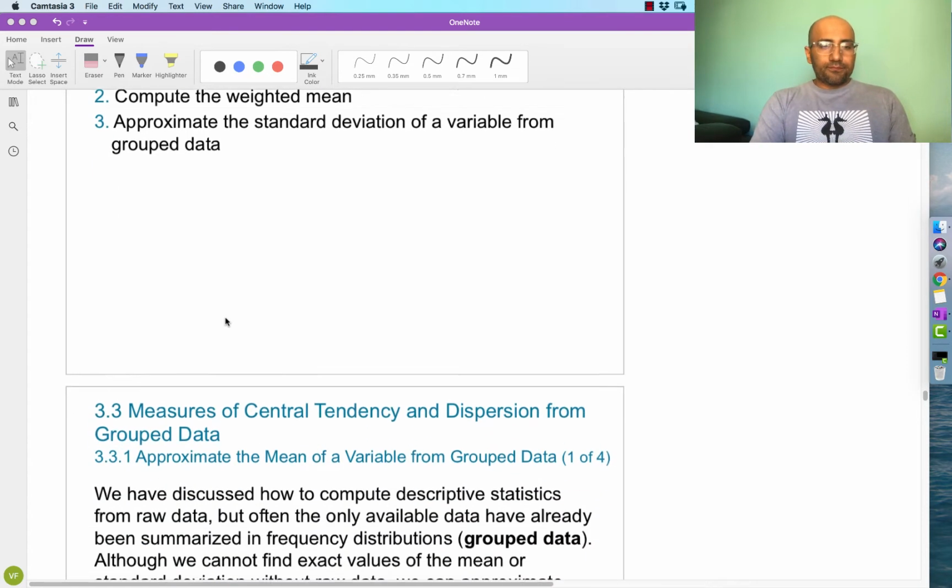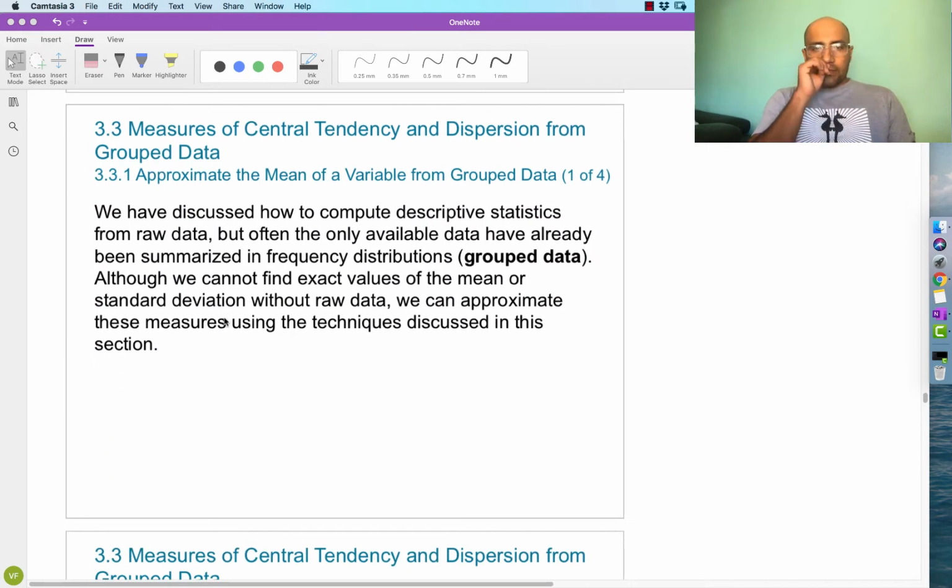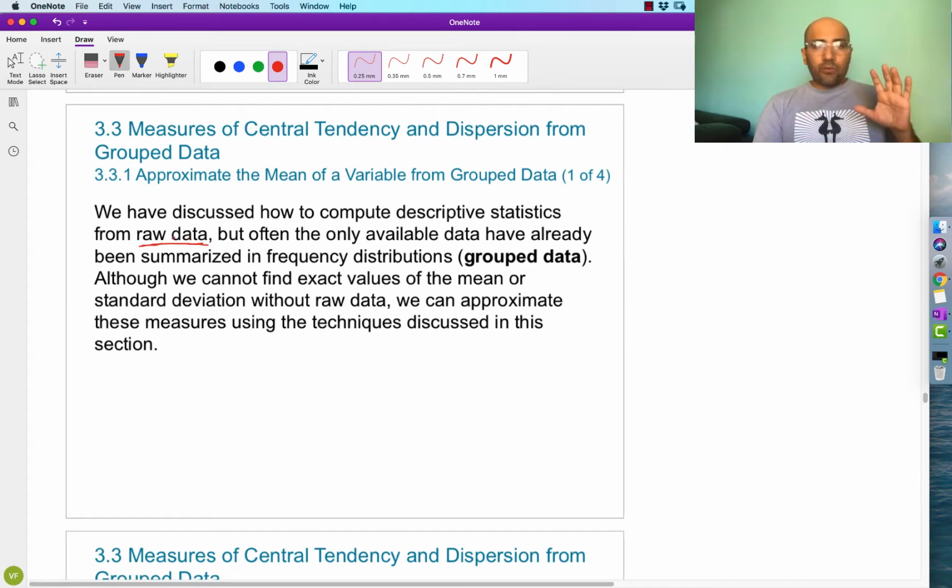So far we've discussed how to compute descriptive statistics from raw data. That means when you see raw data, that refers to the original set of data. Nothing has been manipulated, changed, reordered, or rounded. You're dealing with the original data points. That's the raw data, unfiltered, undisturbed.